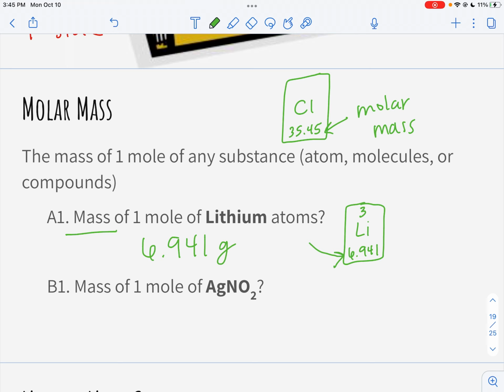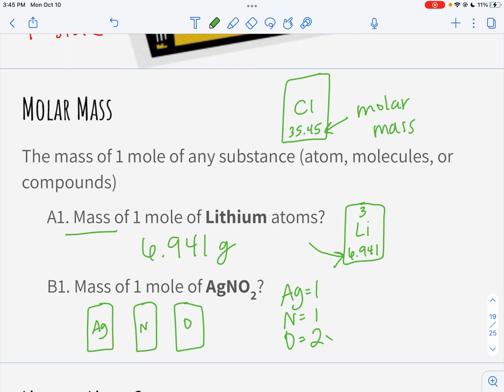If we want to find the mass of the compound, we're going to look at all of these individually. So you'll find silver, nitrogen, and oxygen on your periodic table, and then we're going to add them all up, based on how many we have. I only have 1 silver, 1 nitrogen, but for oxygen, there's 2 of them. So when I start adding up, I need to take that into account.